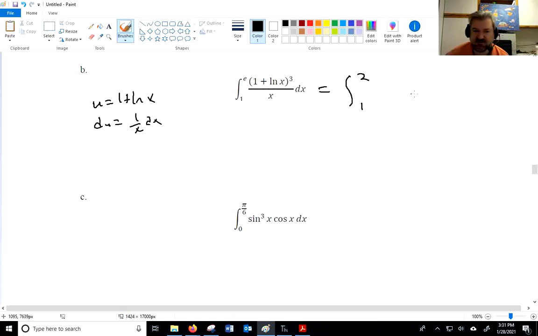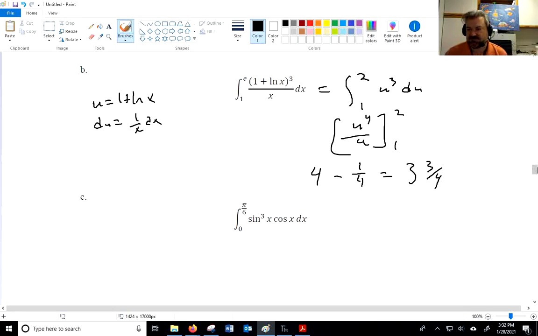And then 1 over x dx became just du, and 1 plus the natural log of x is u. So this is just u to the 3rd. So we end up with u to the 4th over 4, which we'll evaluate from 1 to 2. 2 to the 4th is 16, over 4 is 4, minus 1 to the 4th, which is 1 over 4, so I'll just call that 3 3/4. All right, let's take a look at the next one.